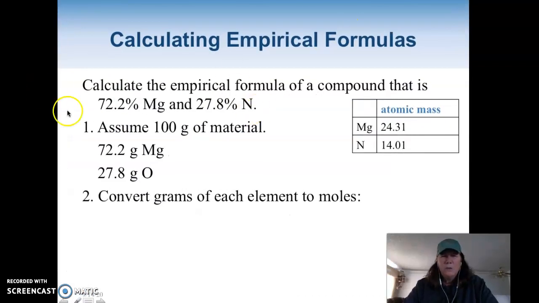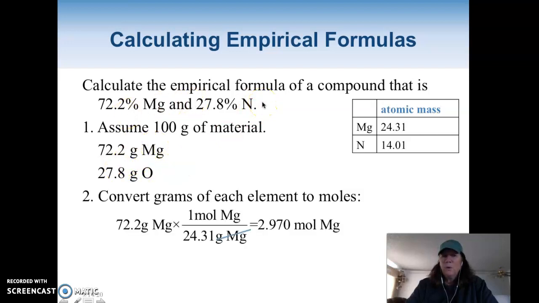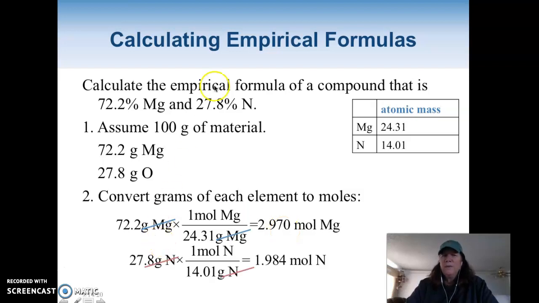Now we're going to do what? We've got 72.2% magnesium and 27.3% nitrogen. Again, we're going to take these amounts and convert them to moles. So we take that 72.2 and divide by 24.3. You want to divide by 24, fine, I guess on these I'd use 24.3. You get 2.97. That's how many moles of magnesium in this compound. Do the same thing with nitrogen, 27.8, divide by 14, and you get 1.984.